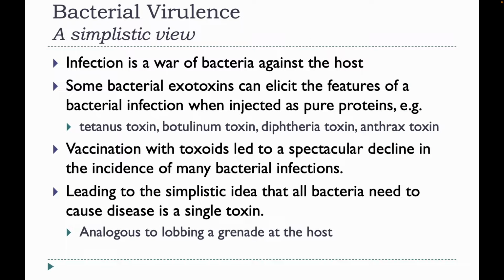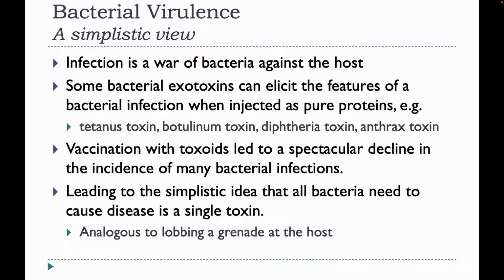So if we take the simplistic view, we say infection is like a war, and we can take some bacterial exotoxin. We can take components that are made by the bacterium, purify them away from the bacterium, and inject them into an animal model, and they will reproduce the signs and symptoms of the infection in that animal model. There are many examples: tetanus toxin, botulinum toxin, diphtheria toxin, anthrax toxin. And this view, that we've got the virulence factor in our hand and can now do something with it, has borne fruit dramatically in the early 20th century.